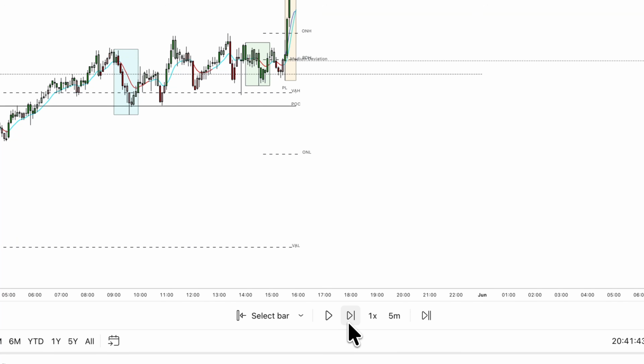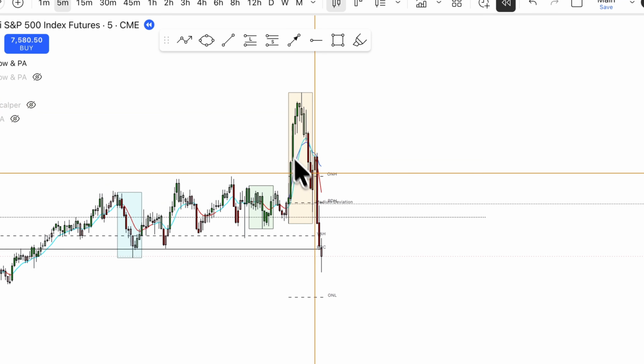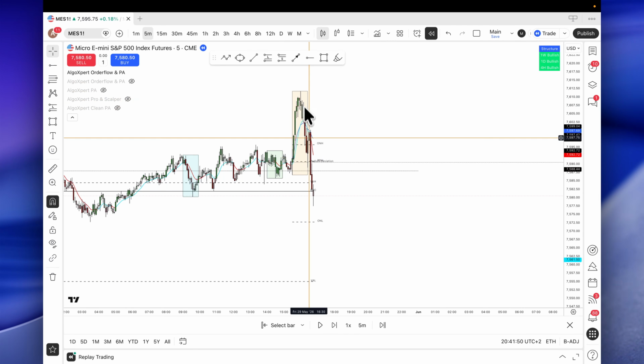Let me now have the initial balance. This is now the initial balance. You see here, and you see here price, this is the initial balance, has been created. Price returned to value area high, and so on and so forth.